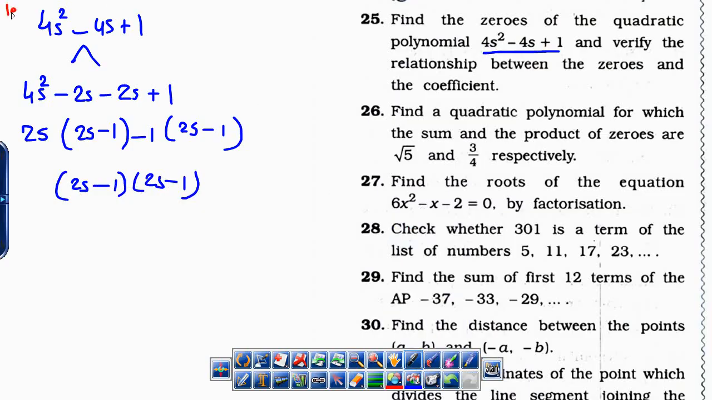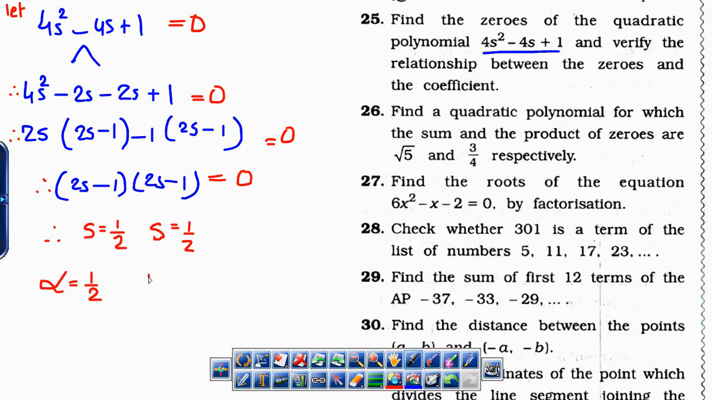मेथड में आगे होना चाहिए let the polynomial is equal to 0. आगे होना चाहिए therefore, and therefore s is equal to 1 by 2, s is equal to 1 by 2. The first 0 alpha and the second 0 beta we have obtained. We have scored 1 mark for this.